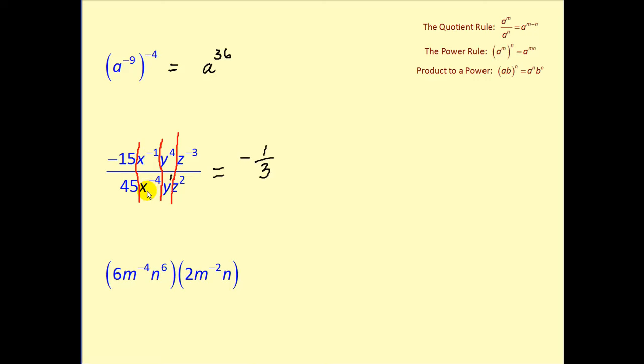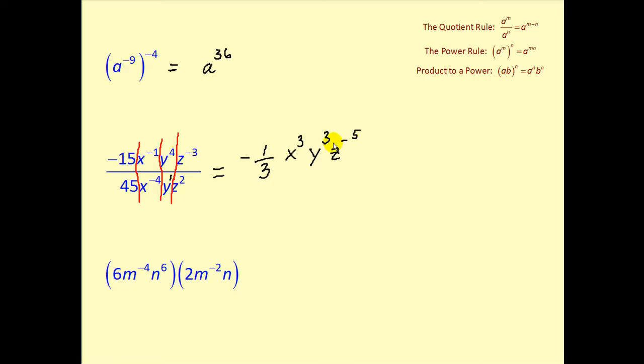x to the negative 1 divided by x to the negative 4. Negative 1 minus negative 4 would give us x to the 3rd. y to the 4th divided by y to the 1st. 4 minus 1 would give us y to the 3rd. And z to the negative 3 divided by z to the 2. Negative 3 minus 2 would be z to the negative 5th.